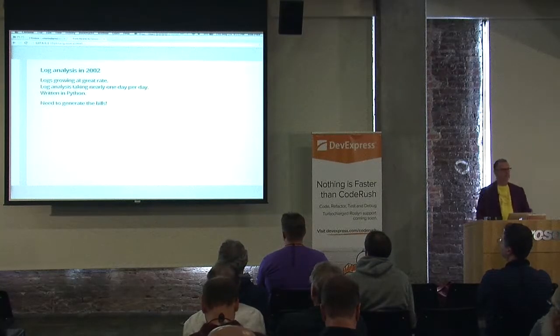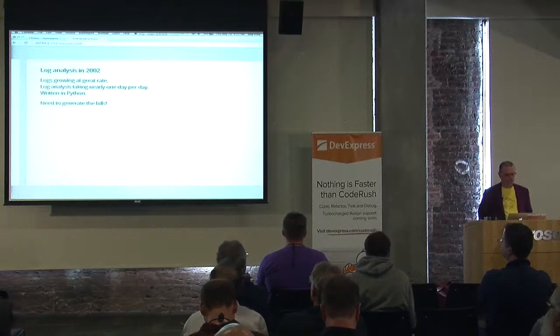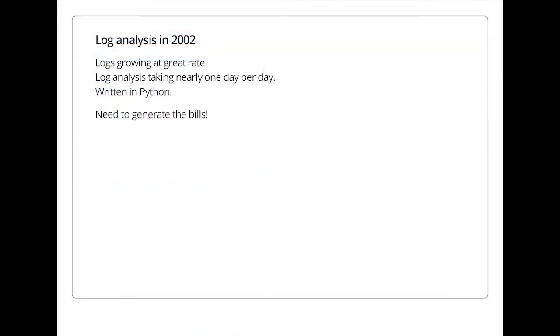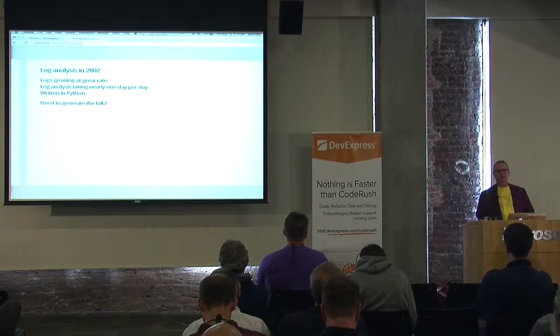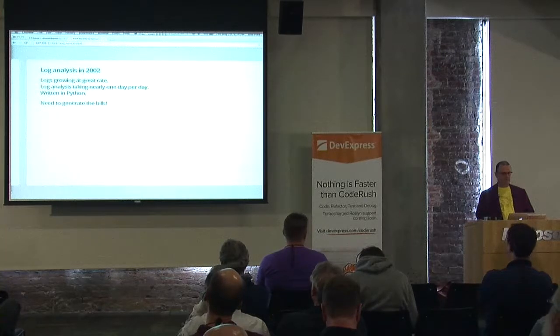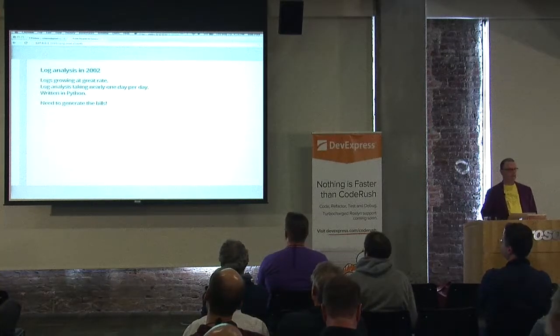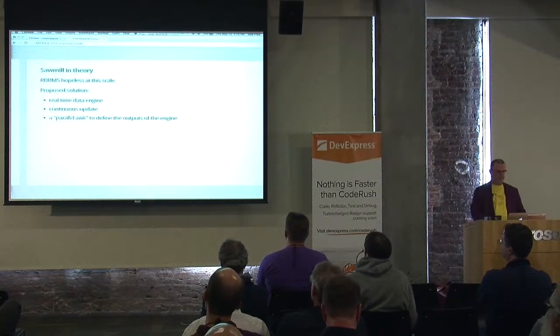When I got to Google in 2002, I wasn't doing quantum computing anymore, and I got asked to fix the log analysis problem we had there. We were getting things like web query logs coming in at a literally exponential rate at the time. And the analysis was written in Python and was getting close to 1 day per day. At some point, it was clear that wasn't going to last, and we had to be able to generate the bills. So Sean Quinlan and I were tasked with doing something about this, and we designed a system called Sawmill, which is the entire system.